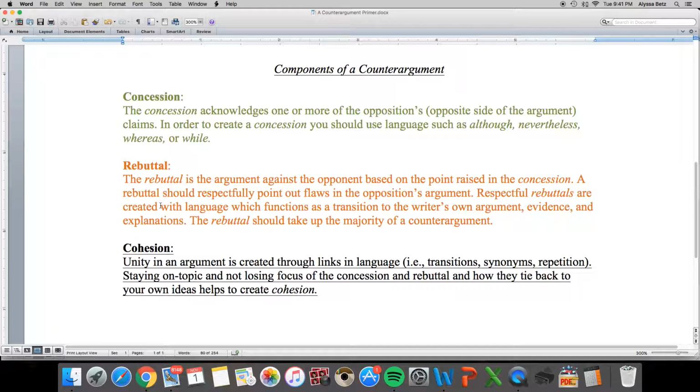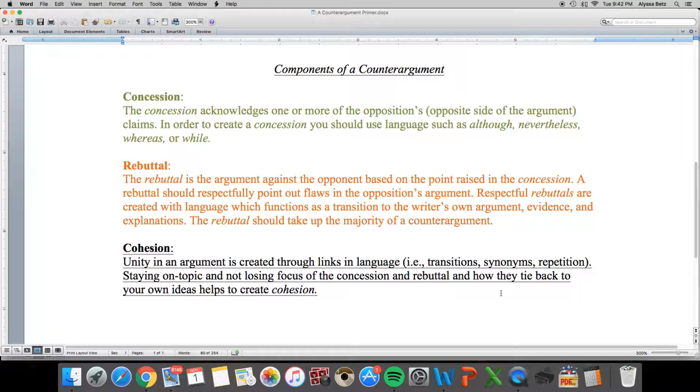There's a third piece that we want to keep in mind here, which is called cohesion. Cohesion is going to be unity in the paragraph, meaning that you're using transitional words, you're using synonyms, you're using repetition, you're staying on topic, you're staying on focus. You're not letting the concession or the rebuttal veer you off course of what your argument is and what your side of that is. So it should tie back your own ideas to those of the counter argument, those of the thesis statement, and that's what's called creating cohesion.